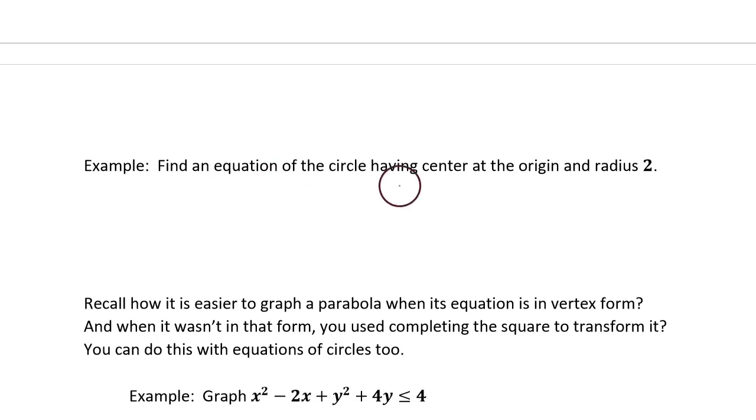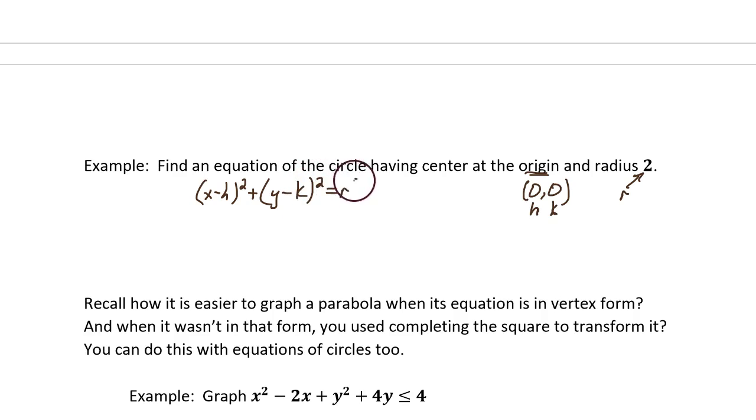We're going to find the equation of a circle that has a center at the origin and radius 2. The origin is 0, 0. Based upon our general formula that works for all circles, the x-coordinate of the center is called h, the y-coordinate of the center is called k. The radius is the number 2. We're going to call that r. Here is the general formula for all circles. x minus h squared plus y minus k squared is equal to r squared.